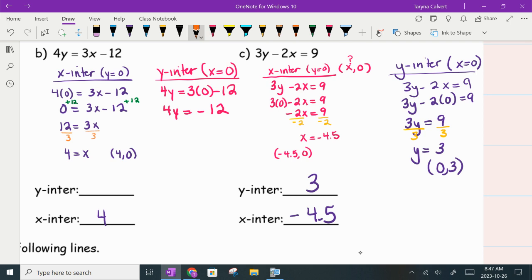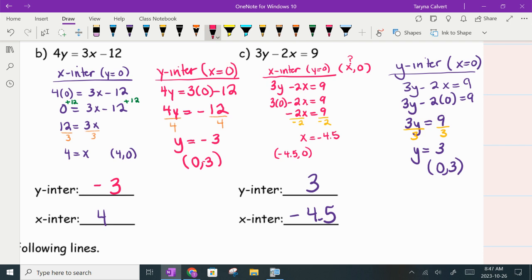So this one's a nice one-step equation. So divide by 4, divide by 4. So here we have a y-intercept of negative 3. So that would be our ordered pair if we were graphing them.